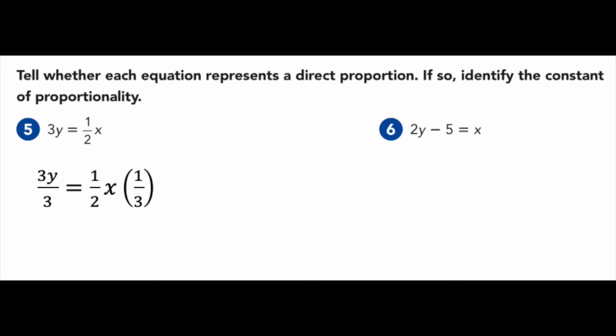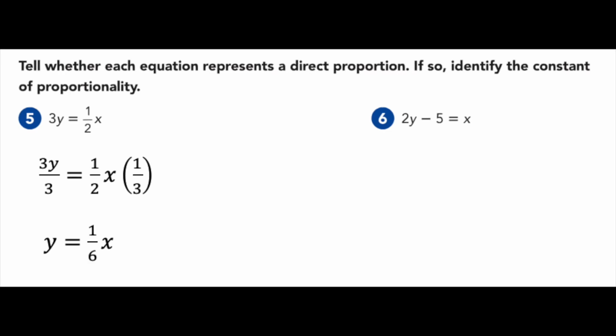In number 5, we're going to start by dividing both sides by 3. This will remove the coefficient from the left side. If you notice on the right side, I am multiplying by a third. Because we had 1/2 divided by 3, and when you divide by fractions, you end up multiplying by the reciprocal, I just wrote that as 1/2 times 1/3. After dividing both sides of the equation by 3, we are left with y equals 1/6 x.